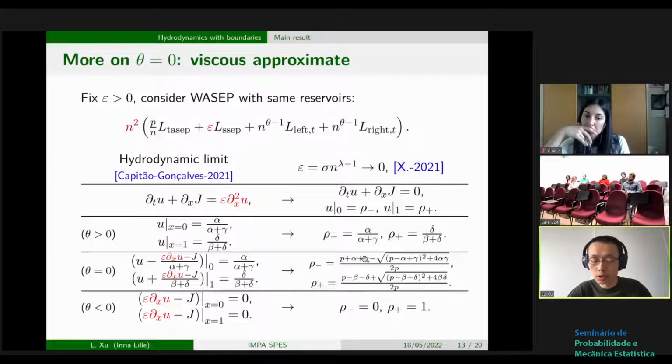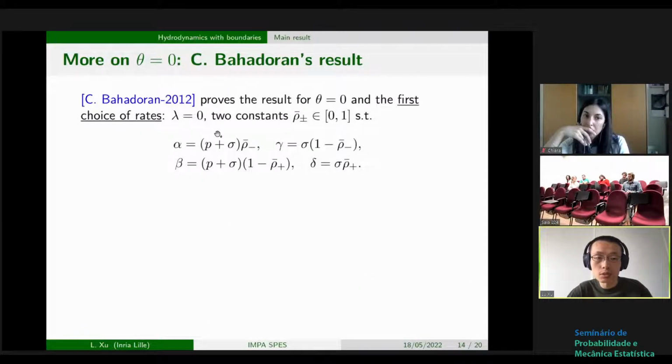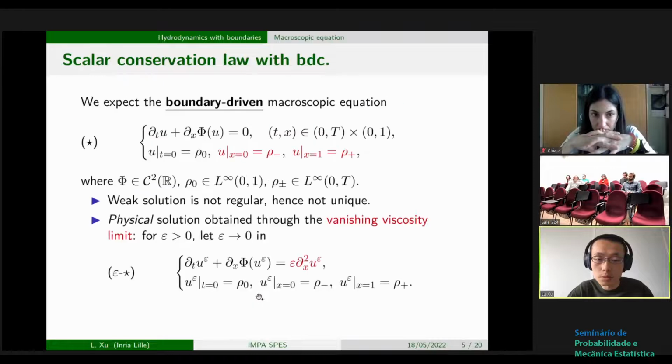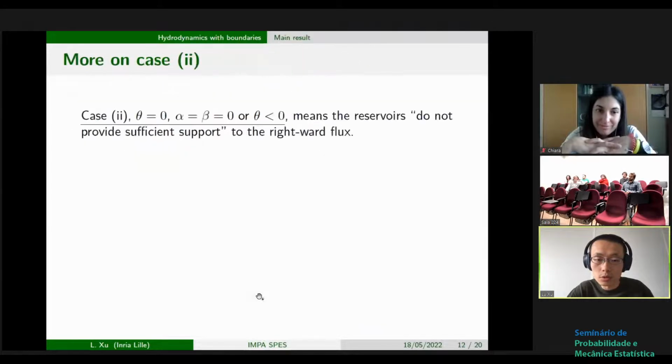And should we know, do we have any information about this result? The answer is yes. Actually, Baldasso proved this equation for theta equal to 1, but he proved it only for the first choice of rates. What is the first choice of rates? It is the choice I made here, when the particle jumps in accordance with the bulk asymmetry. So I have a way to jump back, but I cannot jump forward.